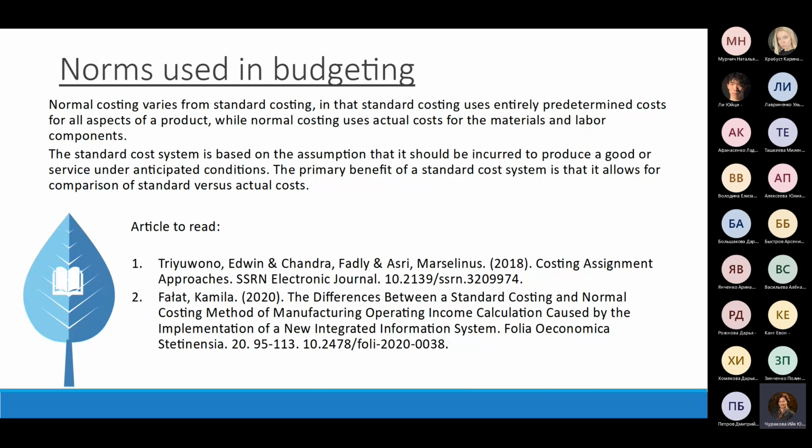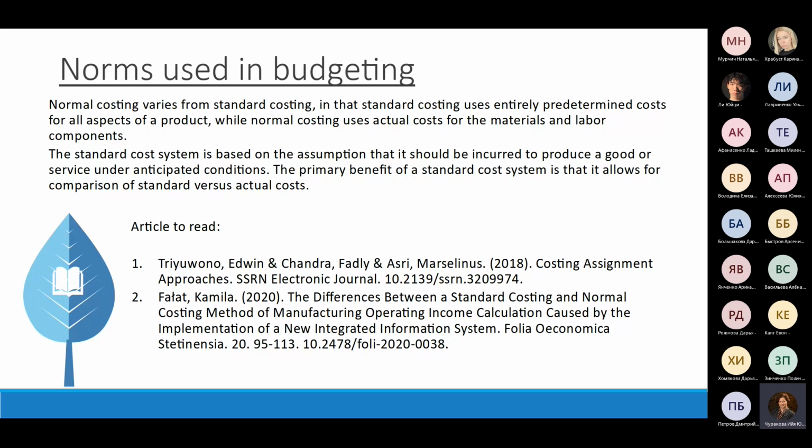Normal costing varies from standard costing in that standard costing used entirely predetermined costs for all the aspects of a product, while normal costing uses actual costs for the material and labor components. So we use the standard costing system under the assumption that it should be incurred to produce the good or service under anticipated conditions. So we assume that our conditions are stable enough, and we do not see the sufficient differences between our current conditions and previous conditions.